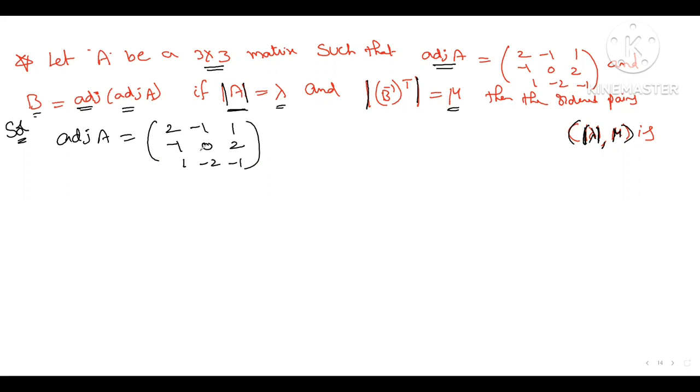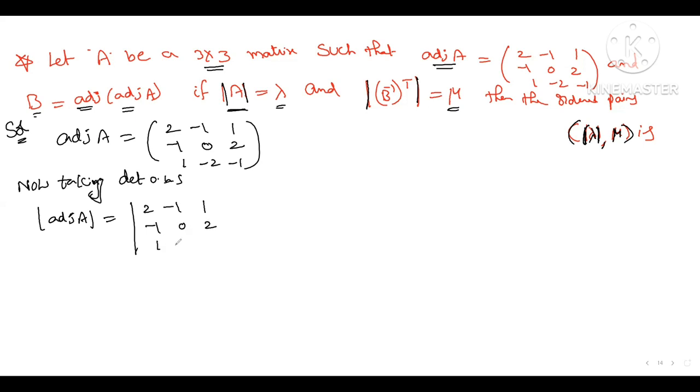How to find delta of A? Now taking delta on both sides. What we get here? Delta of adjoint of A is equal to delta of 2 minus 1 1, minus 1 0 2, 1 minus 2 minus 1. It will become here plus minus plus. After simplification we get 9.